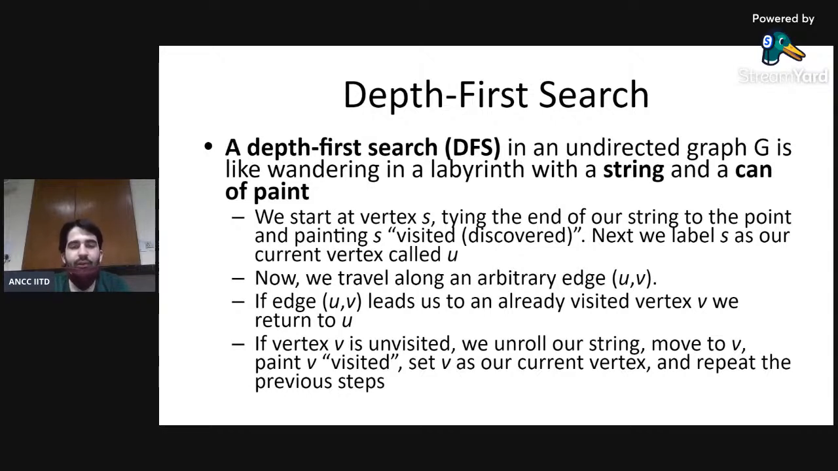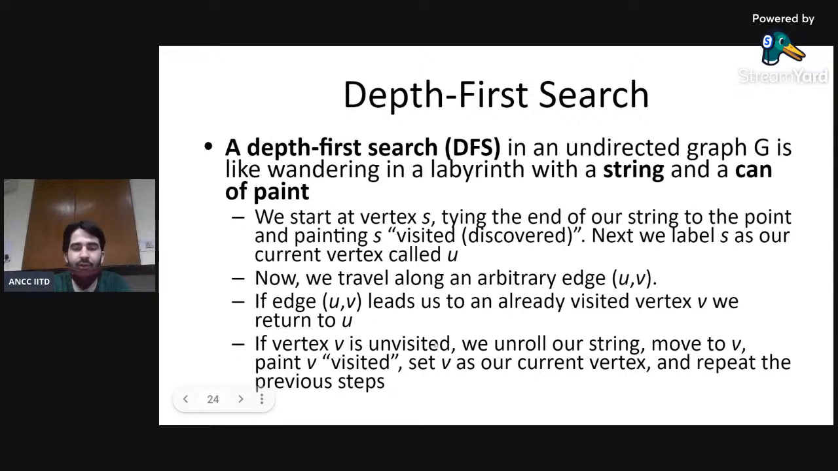Now what we do in this case is we start with us on a source vertex S, and we take a string and we keep on moving along an edge. We travel along an edge, and if the edge leads us to an already visited vertex, we just come back to where we started. Let's say V was already visited. We come back to U.